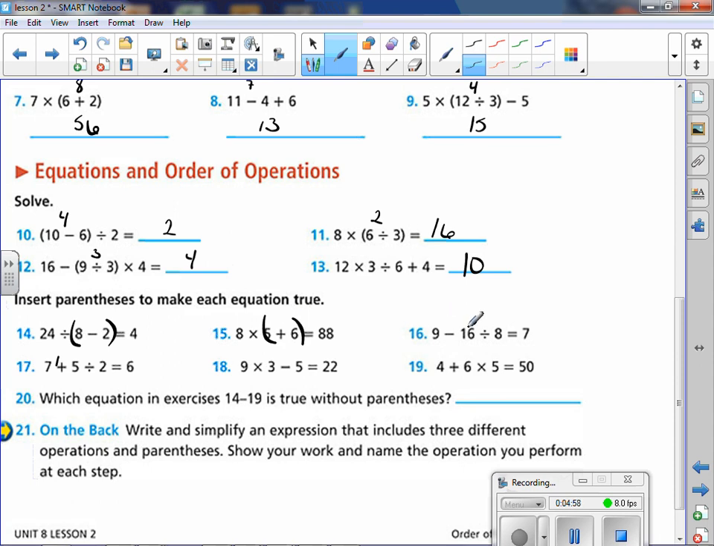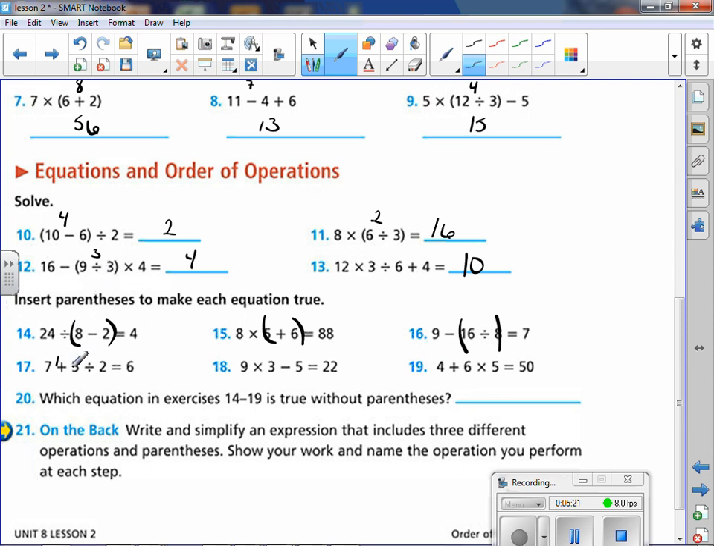Okay, moving on. 16 divided by 8 would be 2. 9 minus 2. I have a different equation there. Let's see, there we go. Okay. Go on and pause the video and do the next 3, including number 20.